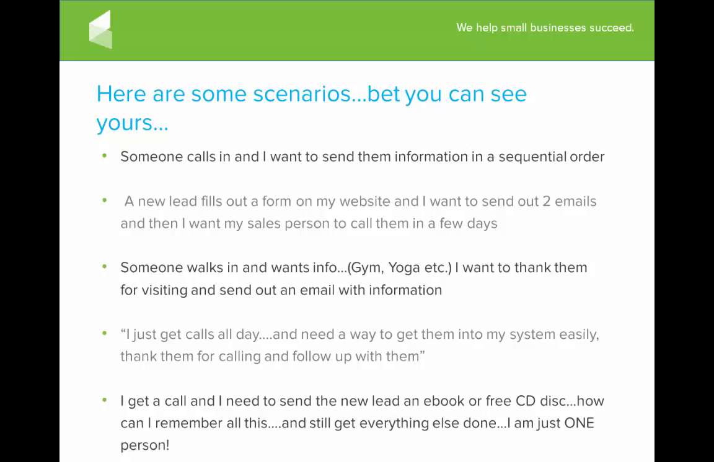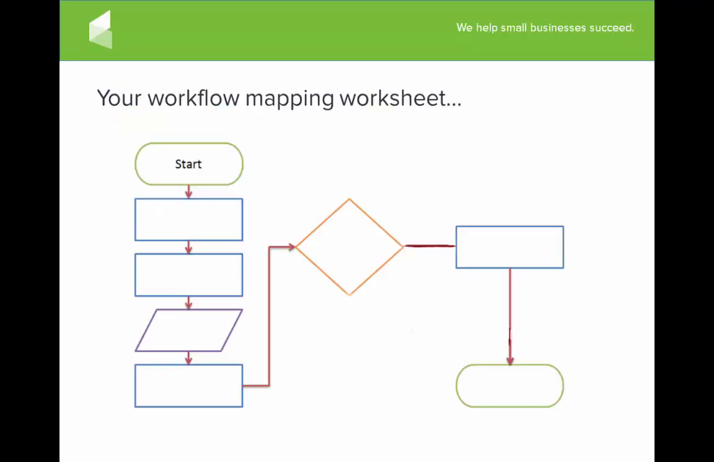How can I remember all this and still get everything else done? I'm just one person. So this is a pretty familiar feeling for a lot of small business owners where they wear all the hats, where you're a one or two person shop and it's on you to remember everything. And sometimes it's hard to keep track of everything that needs to be done. So we're going to take a look at how Infusionsoft can help you in scenarios like this and others.